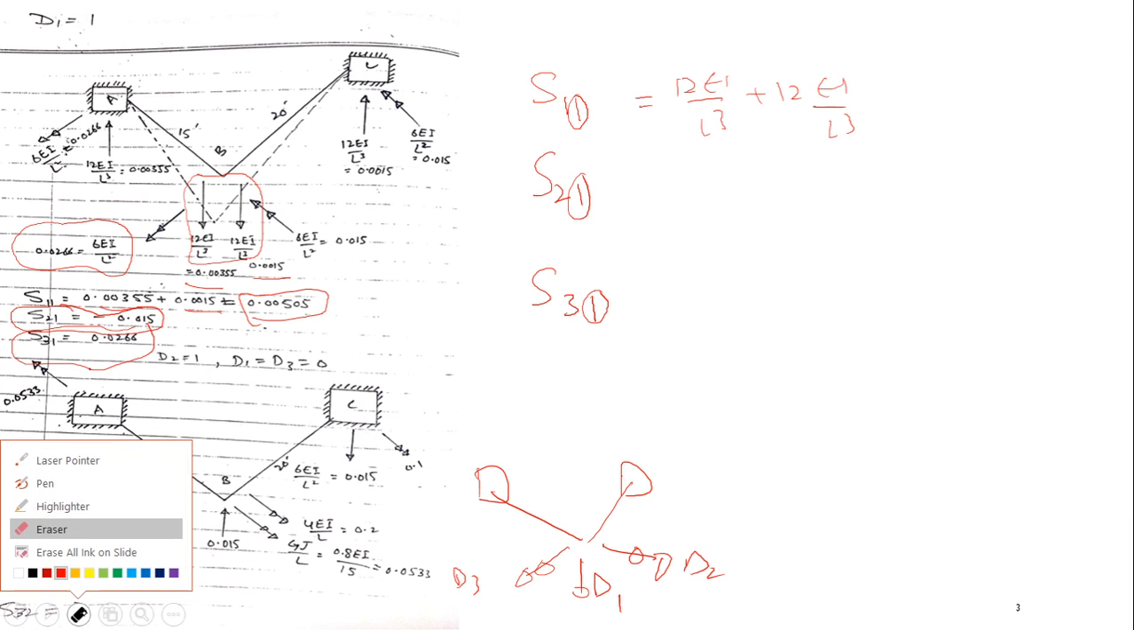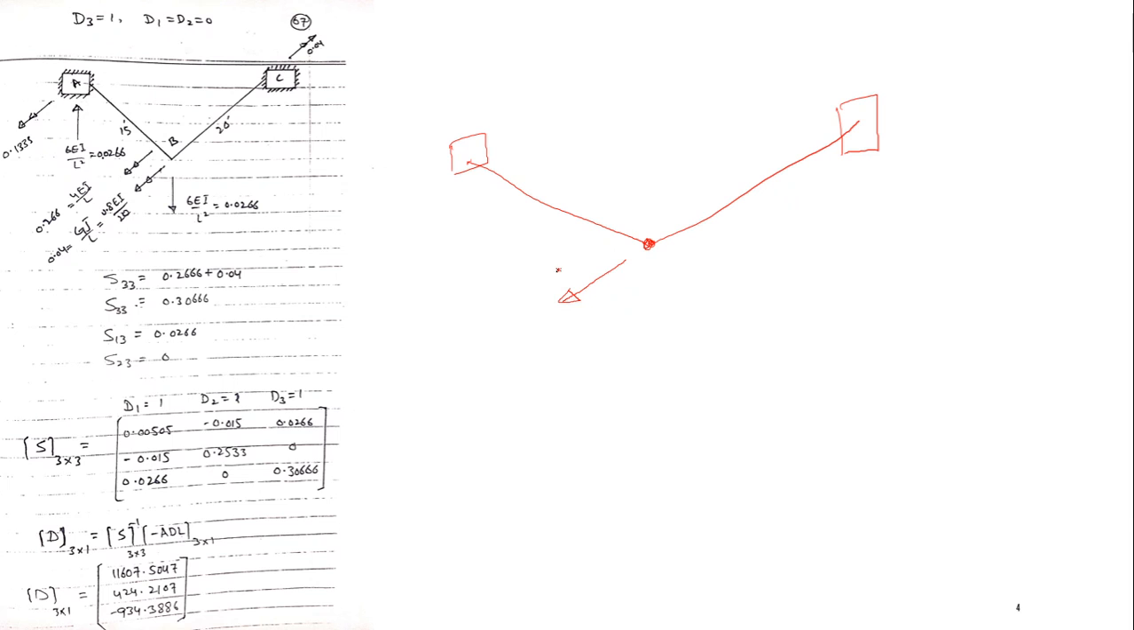I'm not going to do D2, and let me go directly to D3, because D2 and D3 are same. So I'm going to do D3 and draw it very sparsely so that it's understandable. Because D3 is in this direction, you should know D3 is in this direction. Now if I am giving a rotation in Z direction, it will become a torsion for this member.